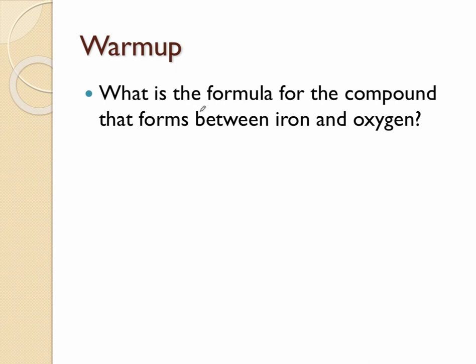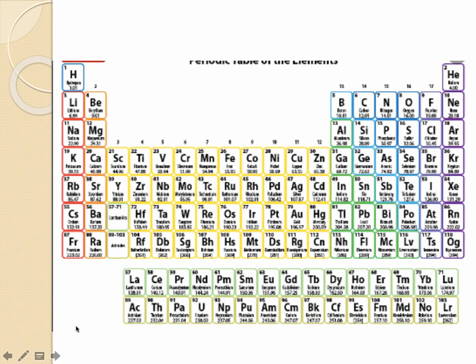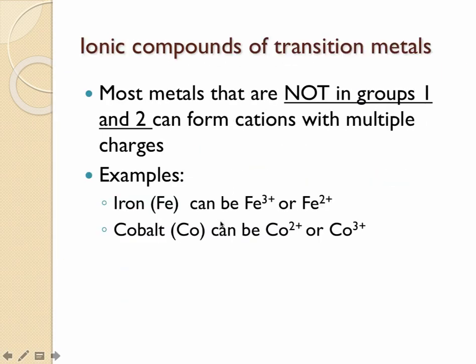All right, so now continuing, let's do a little warm up here. What is the formula and name for the compound that forms between iron and oxygen? Iron is Fe, oxygen is O. Looking at a periodic table, we see, whoa.